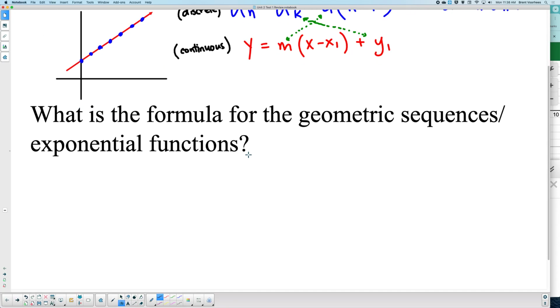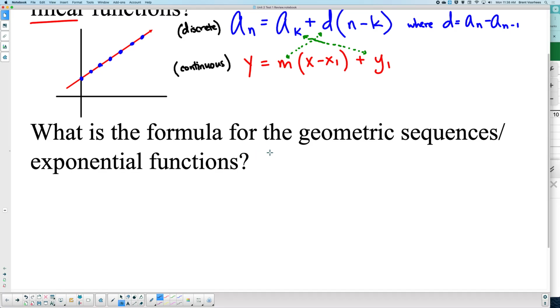Okay, finally, let's go to geometric. In geometric, our formula was G sub n equals, do you remember? Without me telling you, do you remember what it was? Okay, G sub k times r to the power of n minus k, where, instead of having a common difference, we have a common ratio. It's where you take any term and you divide by the one that came before it.